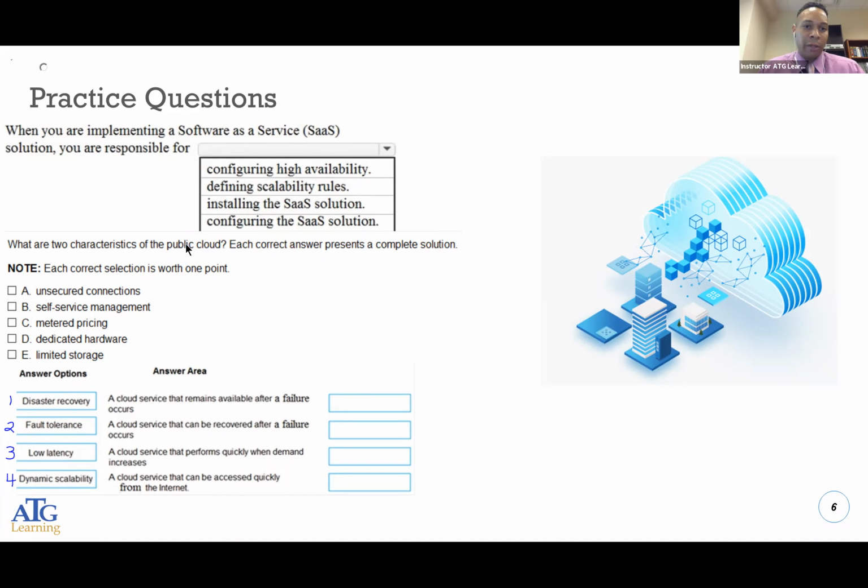What are 2 characteristics of a public cloud? So we're selecting 2 from this box.